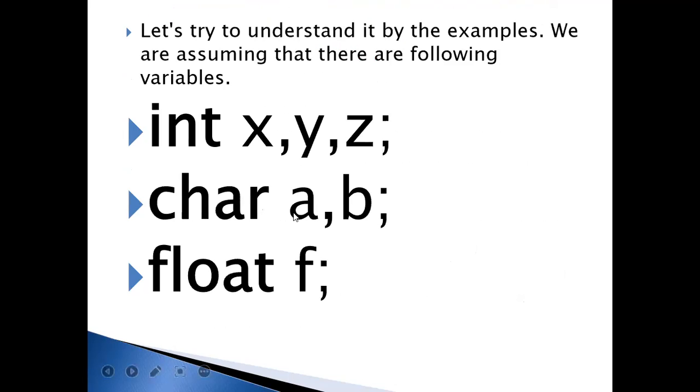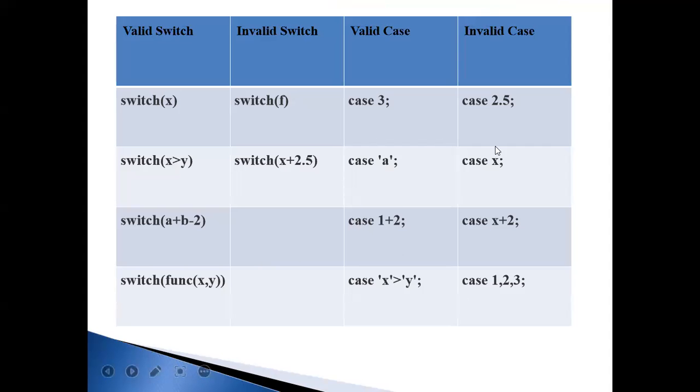Okay, let us understand by an example. We will assume that there are the following variables: int x, y, z, and char a, b, and float f. Here there are three different types of variables: integer, character, and float. It is a chart showing what is a valid switch, which values can be given within the switch, and what is invalid. Already I have told that valid types are integer and character.